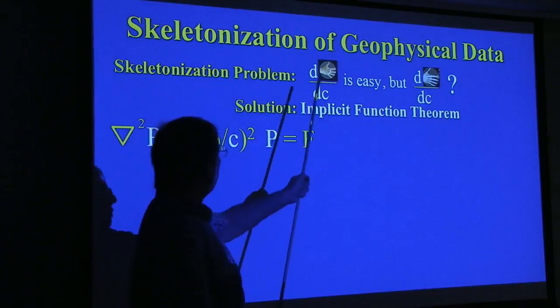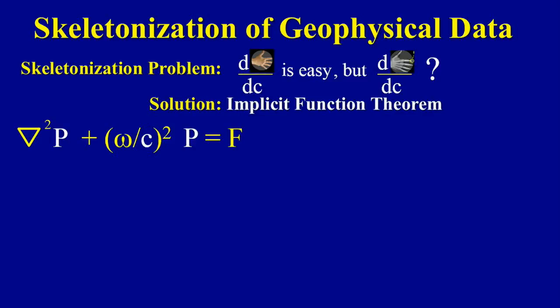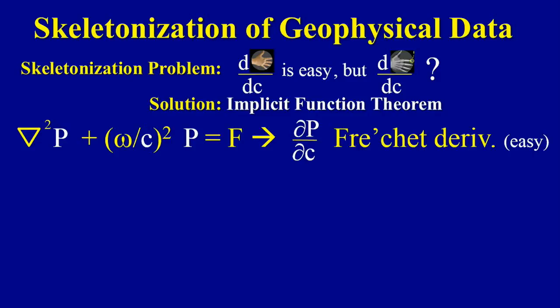Let's first get the Fréchet derivative of the full-fleshed data. Very complicated, we try to account for every wiggle, and in the frequency domain and an acoustic medium we have the Helmholtz equation. And it is very easy to find the Fréchet derivative with respect to that. We all know what that is. It's simply a reverse time migration of this data.